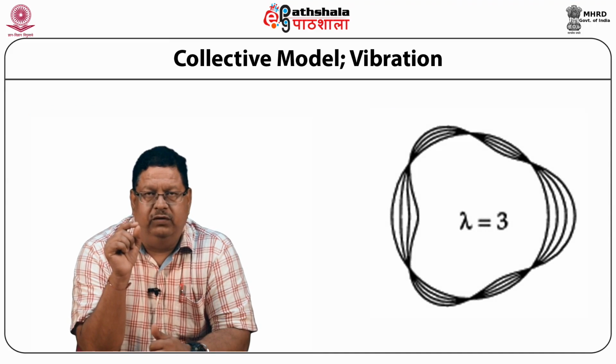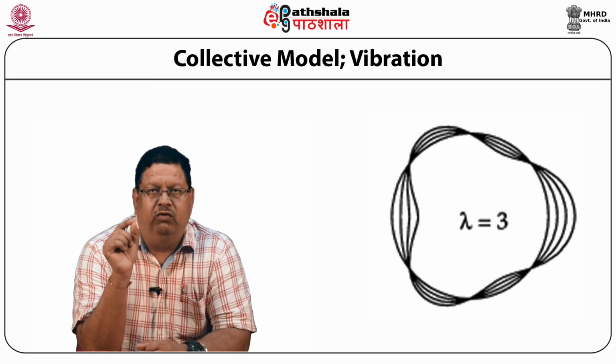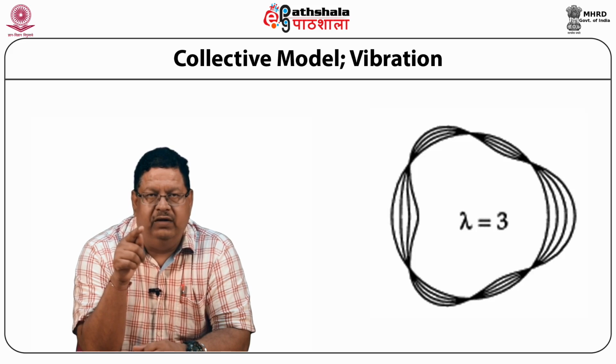Collective model vibration. In this particular slide, we continue our discussion about the collective vibrational model. Lambda is equal to 3 mode of vibration is called octopole vibrations. The octopole deformation is the principal asymmetric mode of the nucleus associated with negative parity band. So, this particular mode of vibration is basically associated with negative parity band.